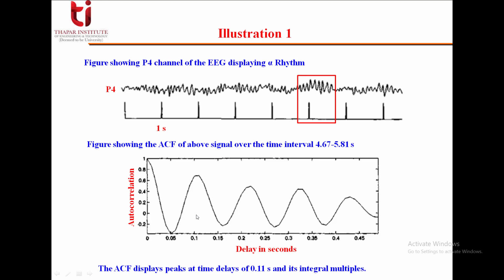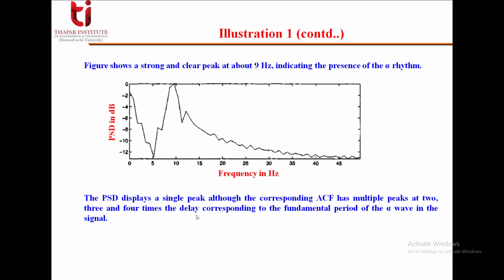And if we compute the power spectral density, it indicates a strong and clear peak at about 9 Hz, indicating the presence of alpha rhythm. So the power spectral density displays a single peak, although the corresponding autocorrelation function has multiple peaks at 2, 3, and 4 times the delay corresponding to the fundamental period of the alpha wave in the signal.